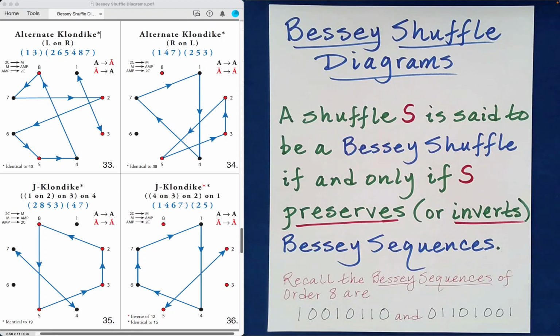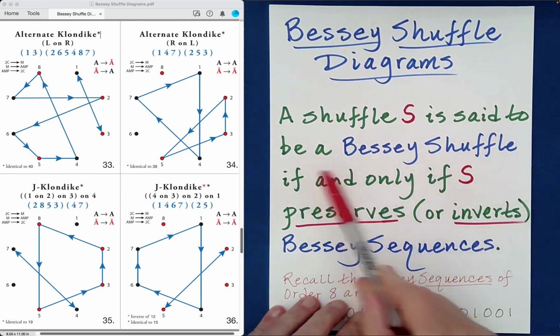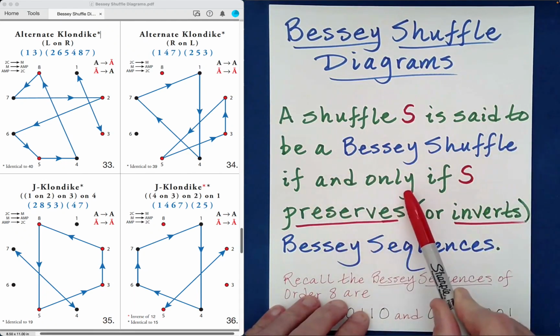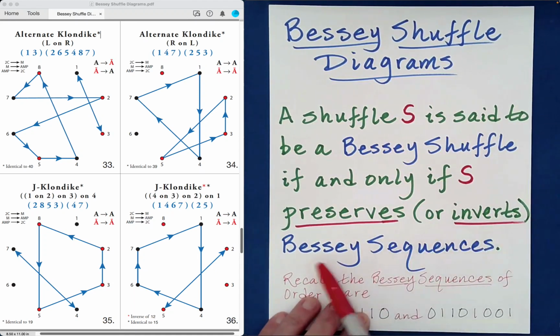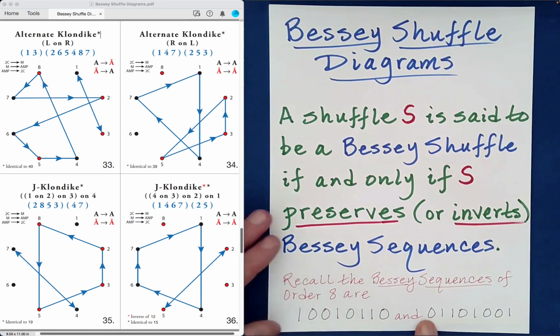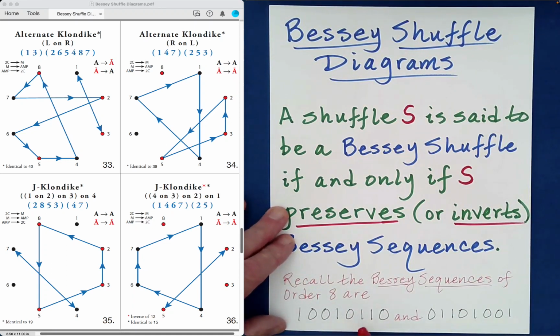This is the 9th video dedicated to Bessey shuffle diagrams. As a reminder, a shuffle S is said to be a Bessey shuffle if and only if S preserves or inverts Bessey sequences. Recall, the Bessey sequences of order 8 are 1, 0, 0, 1, 0, 1, 1, 0, and its inversion 0, 1, 1, 0, 1, 0, 0, 1.